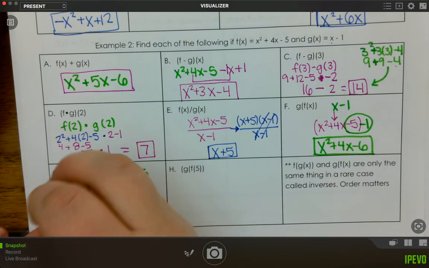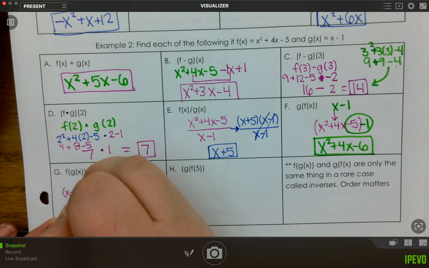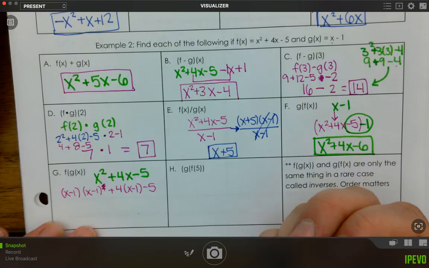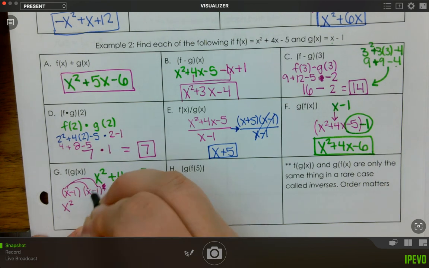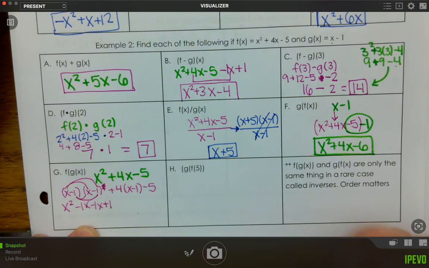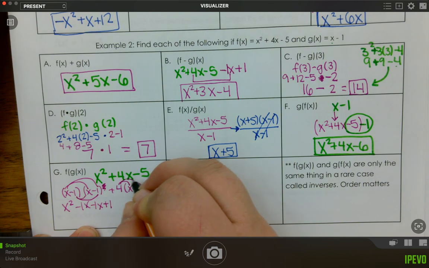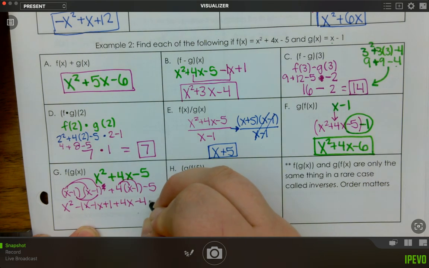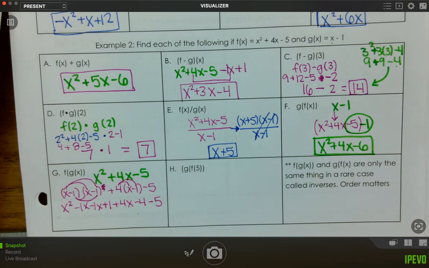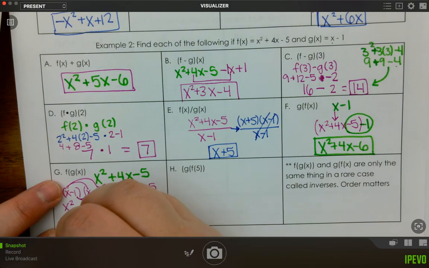When you do x minus 1 squared, that's x minus 1 times x minus 1, which is going to be x squared, negative 1x, negative 1x, positive 1. And then I'm going to multiply this 4 to make 4x minus 4. And then the minus 5 is still there at the end. Okay, so it's a little bit more annoying. Now I get to add together my x squareds. There's only one of them.